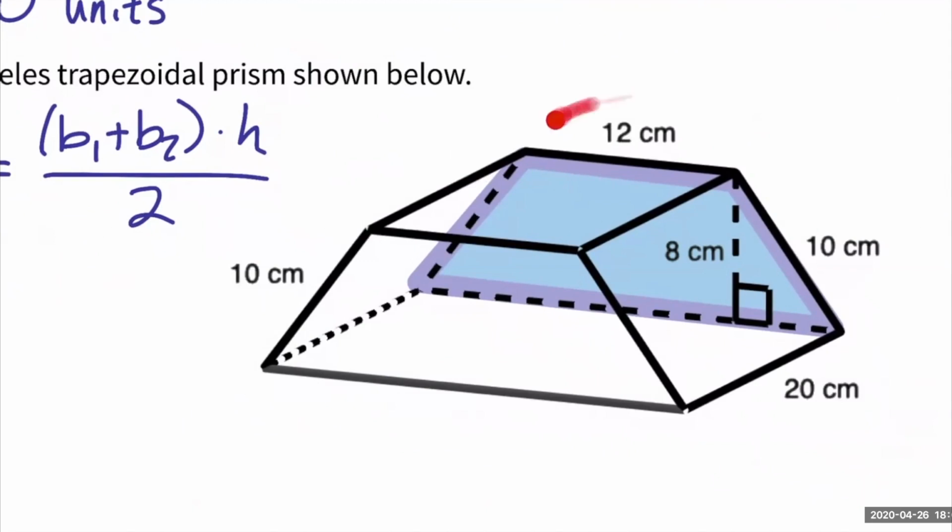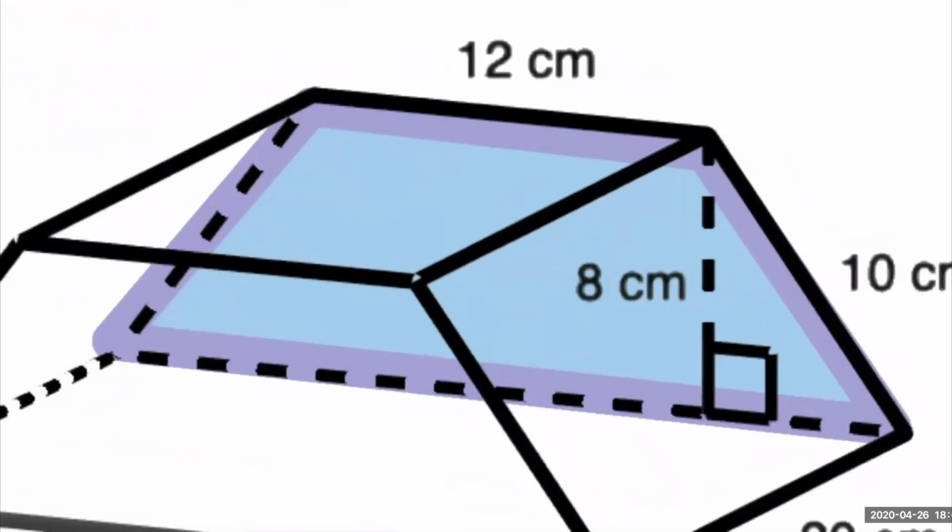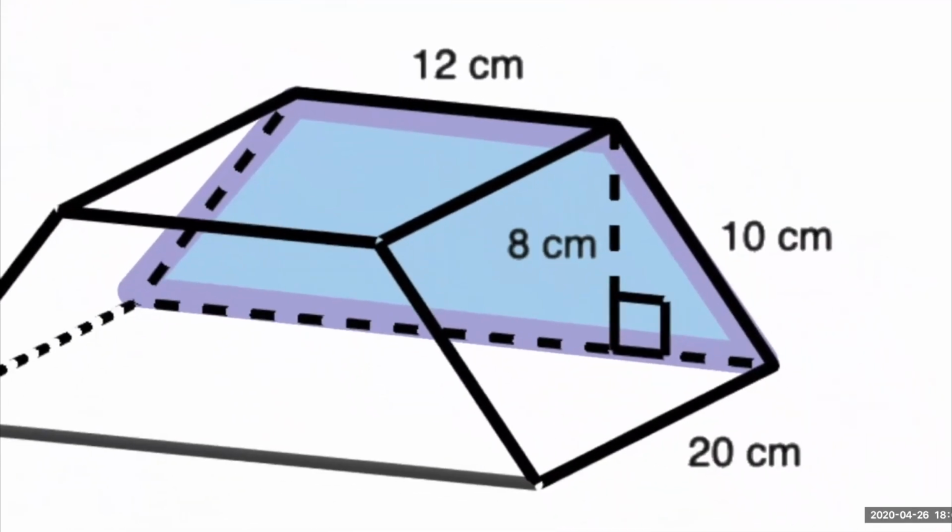Super nice, because we have one base here, that's 12. We have our height here, that's 8. So we just need to find the length of this base right down here. And there are a couple ways that we can go about it. So we know that this trapezoid is isosceles. It's something that was told to us in the prompt. So we know that these two segments both have a length of 10 centimeters.